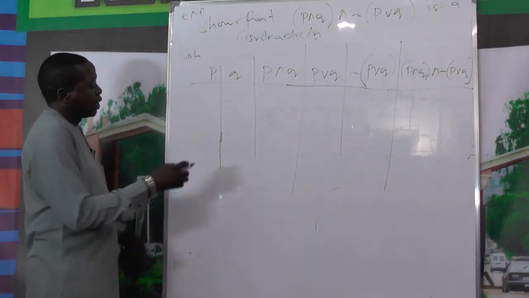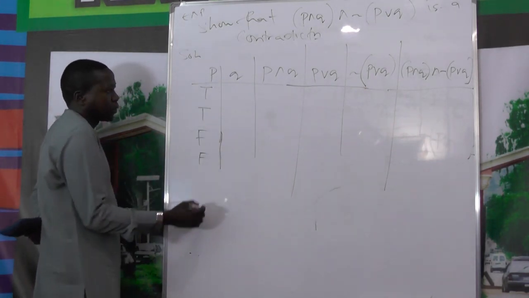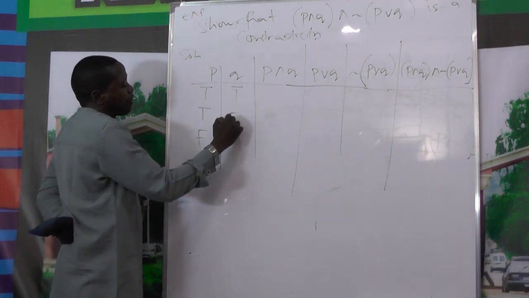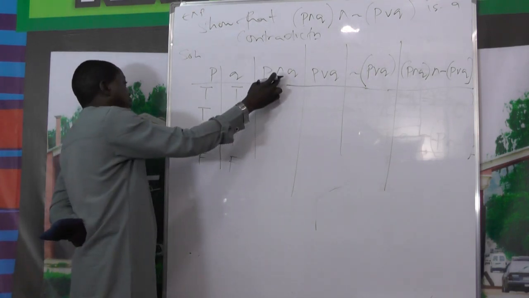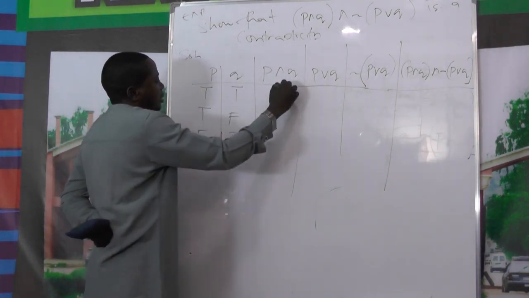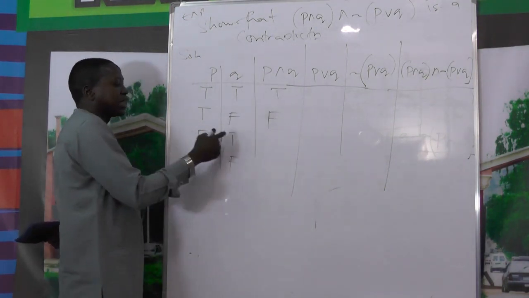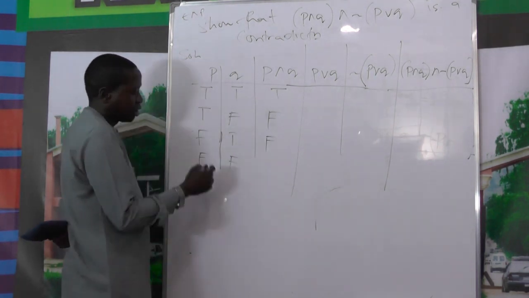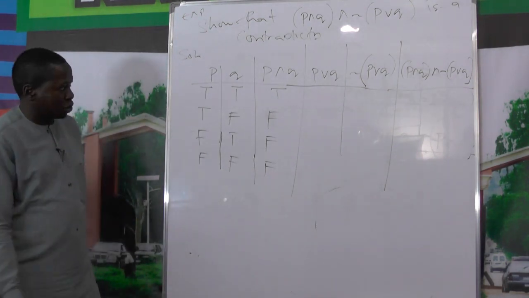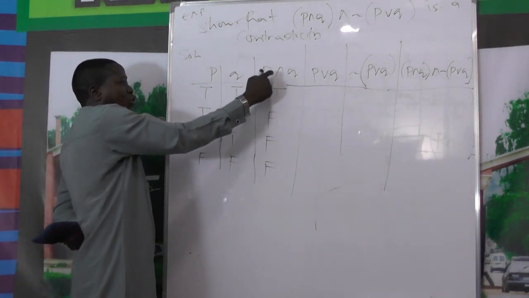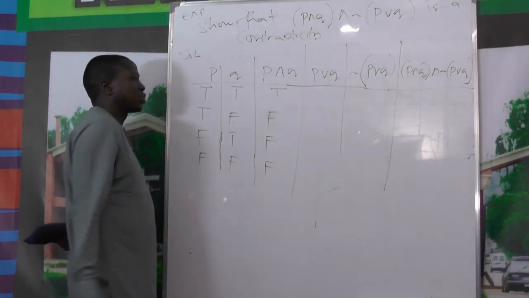So now let's check. Let's fill this one. Like I said, true, true, false, false. This place, we have true, false, true, false. Remember the rule of and. T and T, we have T. T and false, we have false. False and T, we have false. False and false, we have false. Under conjunction, if you can see now, this one is what? Conjunction, P and Q.